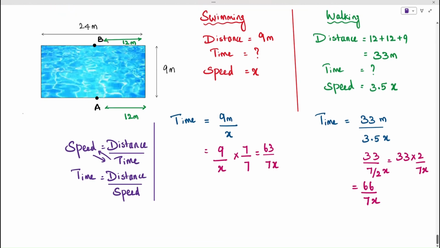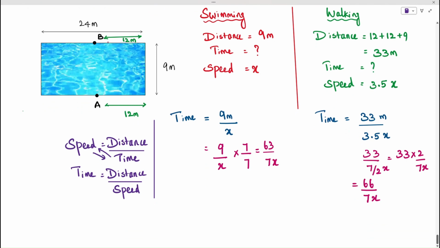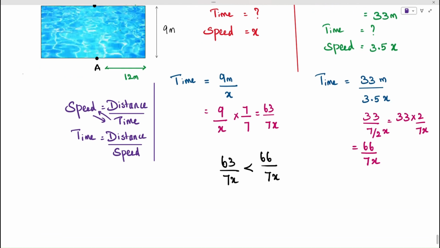And now we can see here that the time for swimming, which is 63 over 7x, is less than the time for walking. And since that time is less than the time for walking, it shows that swimming is faster in this scenario.